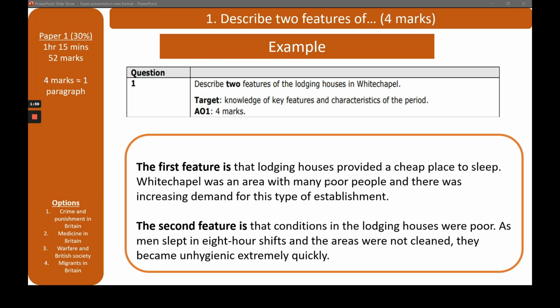So the first feature is that lodging houses provided a cheap place to sleep, 1 mark. Whitechapel was an area with many poor people and there was an increasing demand for this type of establishment, another mark. The second feature is that conditions in the lodging houses were poor. As men slept in 8-hour shifts and the areas were not cleaned, they became unhygienic extremely quickly. So 2 marks for that, 2 marks for that, that's 4 marks.